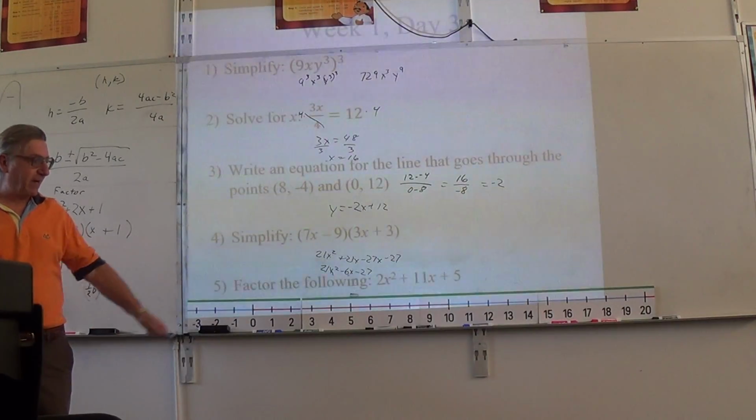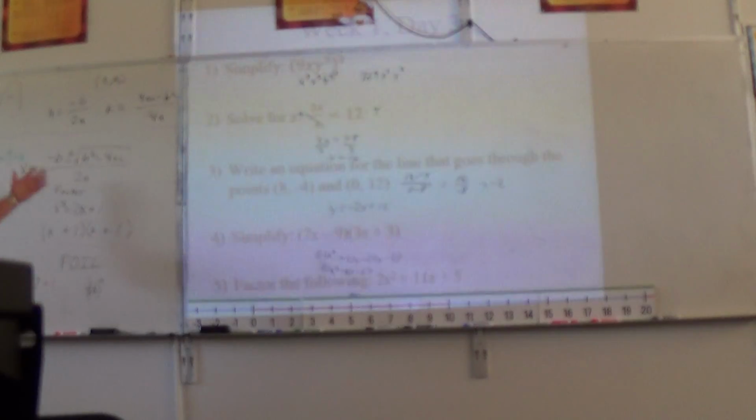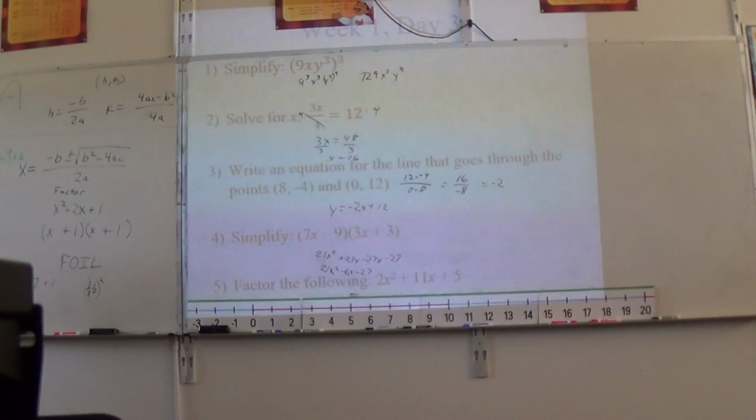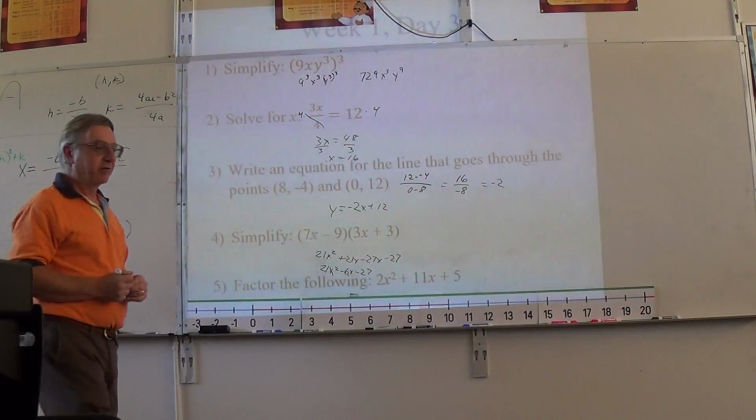In number 5, we're going to factor this. We can use several methods to do it. You can use factoring, you can use quadratic. And factoring is just unFOILing. So who's got that one? What'd you get, Clayson? 2x squared plus 11x plus 5. We want to factor it, so we're going to get it in two pairs, two sets of parentheses.